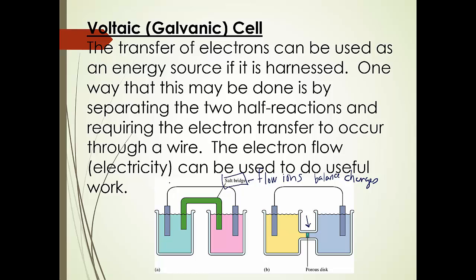The wire, okay, electrons flow through the wire. A very common AP question: draw the flow of the electrons. We're going to talk about how they flow from anode to cathode. The electrons flow through the wire. Do not have electrons traveling through the salt bridge. Ions travel through the salt bridge, not electrons.